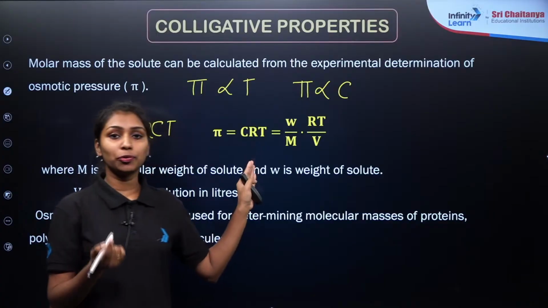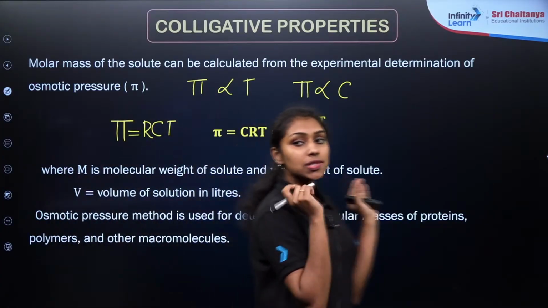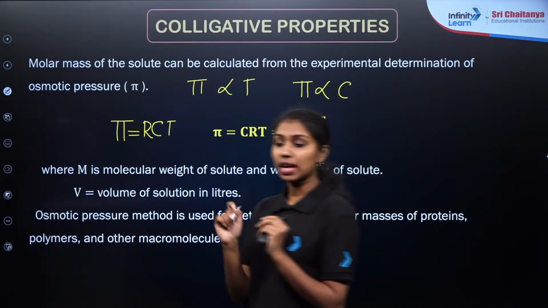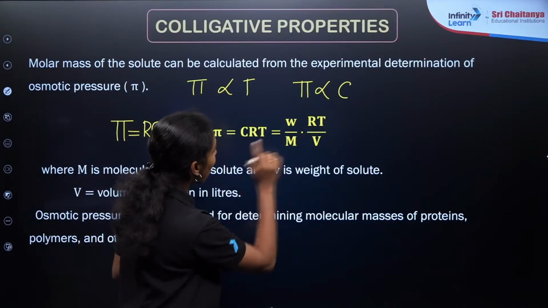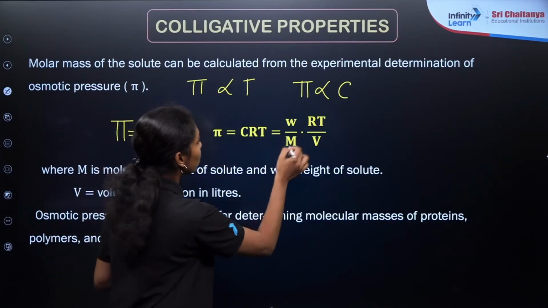Then, what we have to do? We need to find out the molar mass of the solute, right? Molar mass of the solute. So we elaborate the equation as pi equals W by M into RT by V. Right, W by M into RT by V.